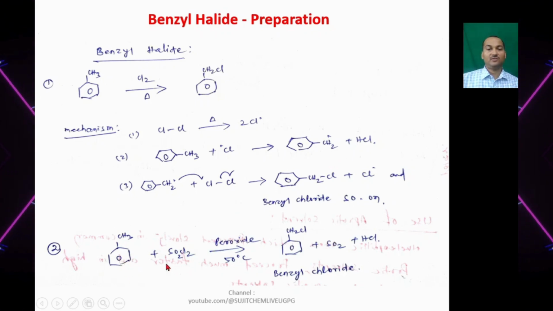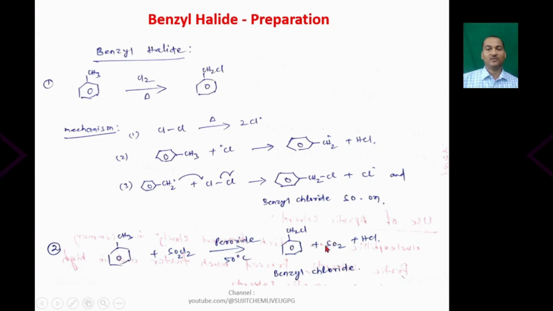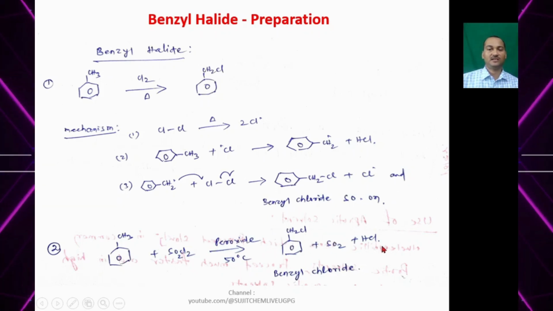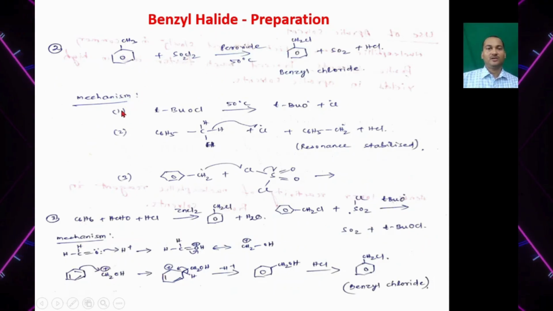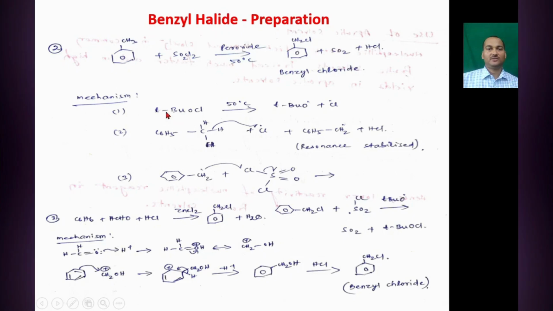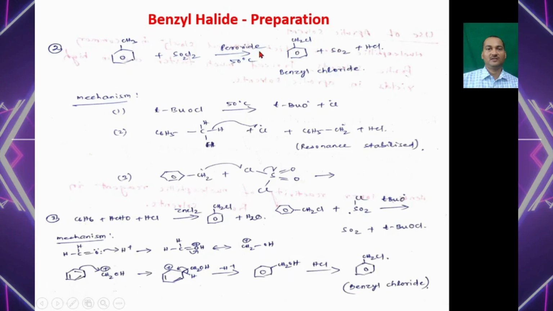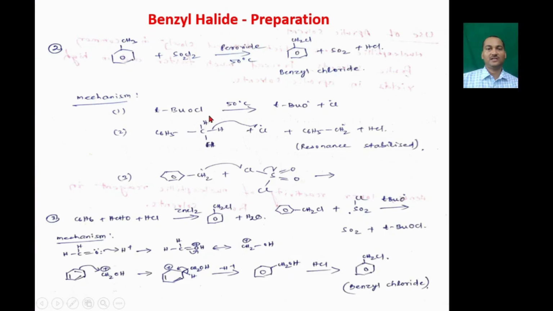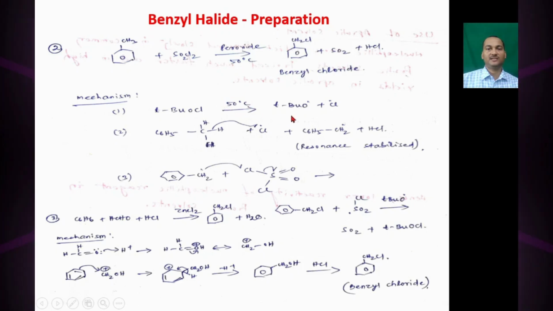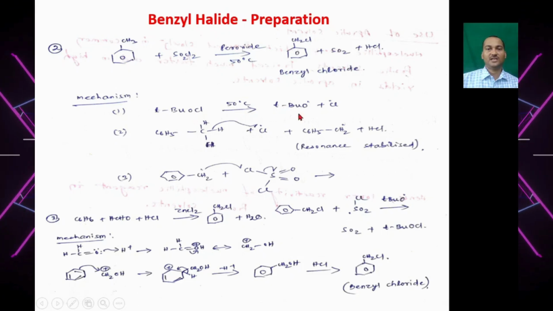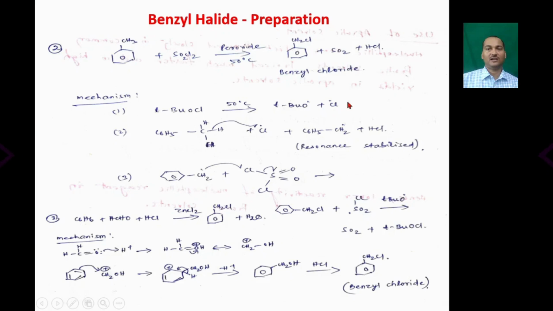Similarly, toluene can react with SO2Cl2 in presence of peroxide giving rise to benzyl chloride plus sulfur dioxide plus HCl. Here you can see another mechanism. TBuOCl, in presence of peroxide also, or otherwise you can take TBuOCl. If you heat this at 50 degrees Celsius, you break this O-Cl bond giving rise to tertiary butoxide radical plus chlorine radical.